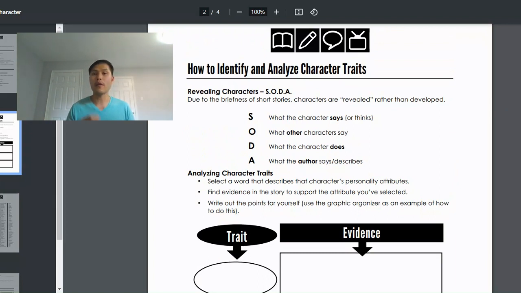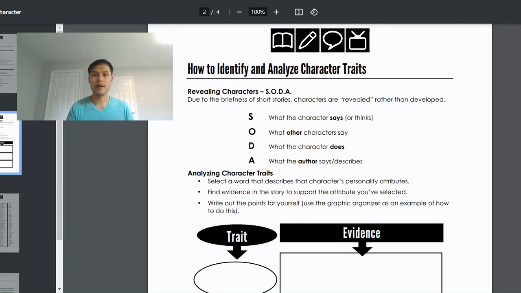O: what other characters say. So, for example, his aunt and his girlfriend say a lot of great things about him. He's intelligent, he's smart, and so forth. But there are also other people who do not think of him very highly. And so how do our perceptions change as a reader due to other people saying things about Spider-Man?